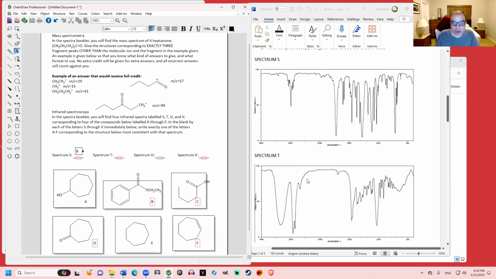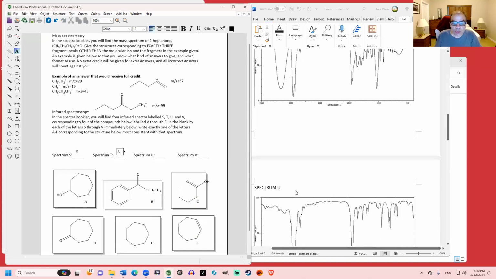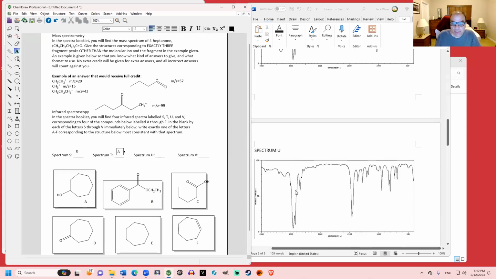Spectrum T, the alcohol OH stretch really jumps out at you. Nothing else has that smooth parabolic peak at about 3,400 wave numbers. So what are our possibilities for alcohols? The only alcohol I see is A, so it has to be A. C is not an alcohol. C is a carboxylic acid. So that one was pretty straightforward.